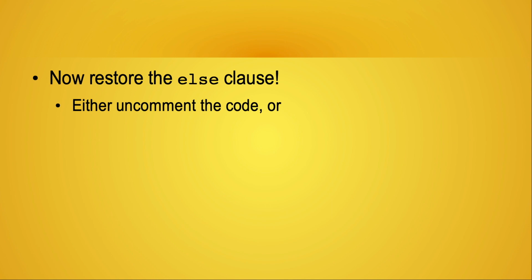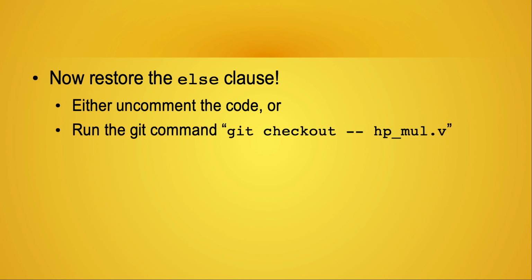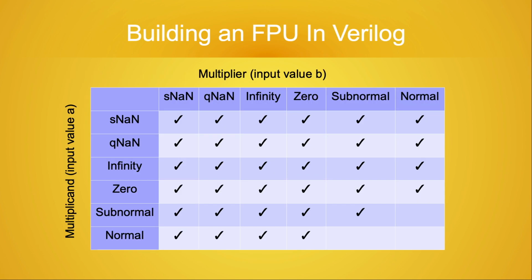Now, before proceeding, remember to go back into the HPMOL module and uncomment the else clause which we commented out earlier. Since the module is under Git source code control, the safest way to do this is to run the Git command currently displayed on the screen. Our updated checklist now looks like this.